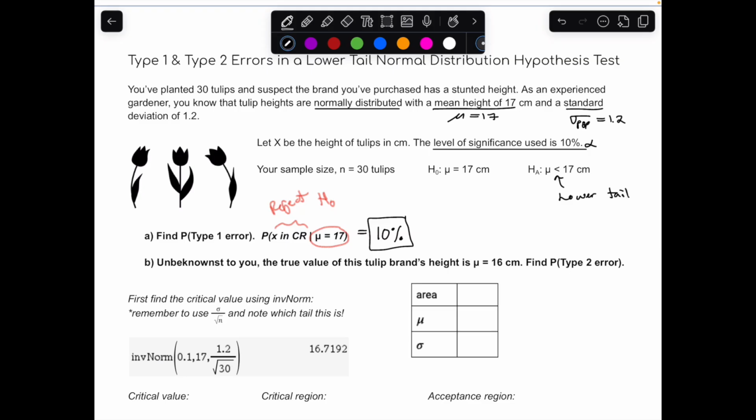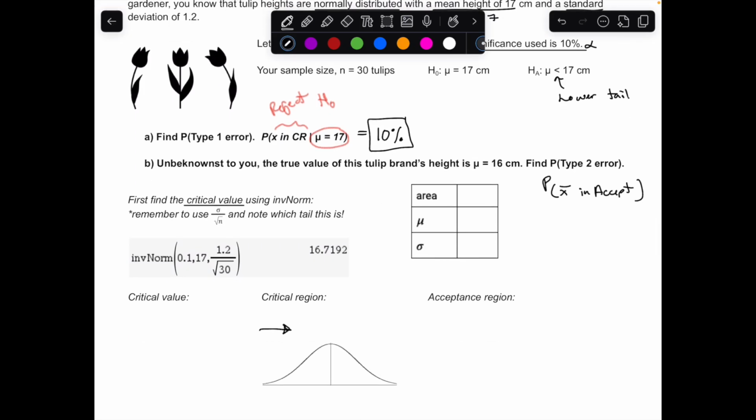Part B, unbeknownst to you, the true value of the tulip brand height is actually 16 centimeters. So you are right, but you didn't know it maybe. Find the probability of a type 2 error. The first thing we want to do, since we're going to be finding the probability that your sample falls in the acceptance region, we need, in order to know what the acceptance region is, to figure out the critical region and therefore the critical value. We'll use inverse normal on the calculator, and keep in mind that the TI Nspire reads from left to right. So reading in this direction, we're looking for a lower tail test.